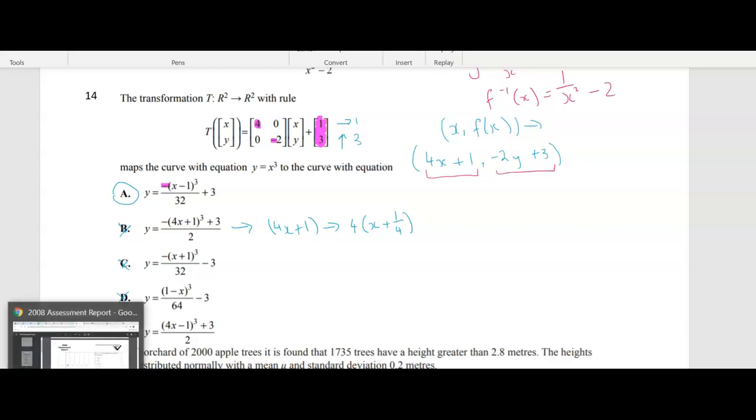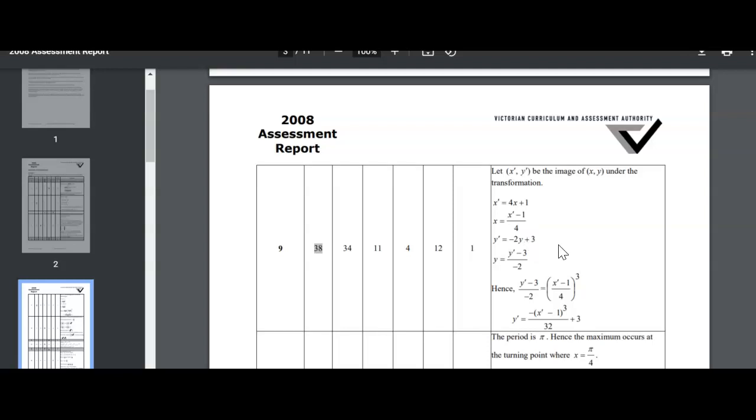So I'm just going to go to the assessor's report because they have specifically looked at the transformation. So your image is 4x plus 1, which we had. So your point when we rearrange them is x equals (x minus 1) on 4. And then they've done the same with y. And then you just substitute them into y equals x cubed. And you can see you get that.